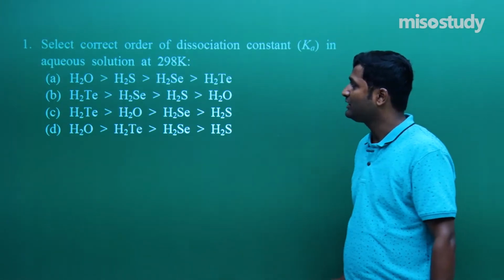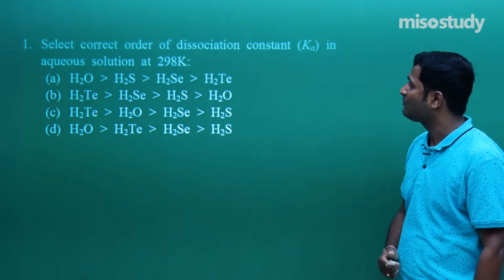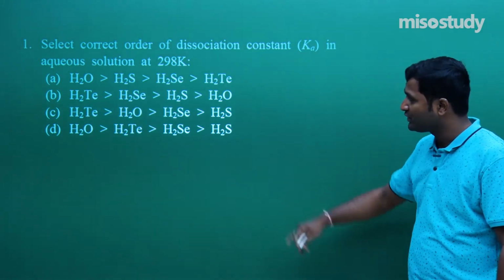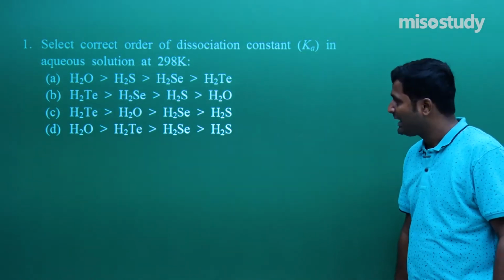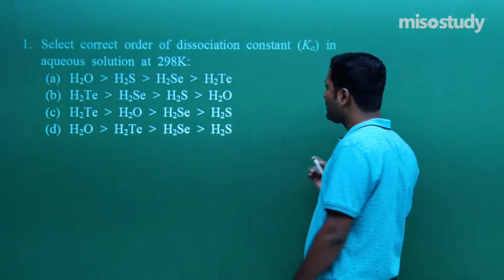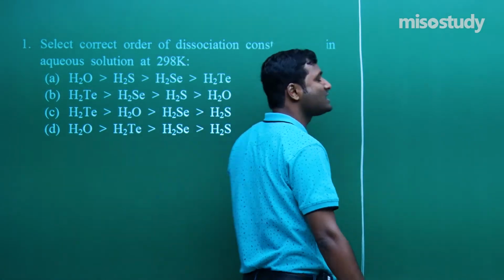Now my first question is, select the correct order of dissociation constant in aqueous solution at 298 Kelvin. Clear? Check out the options here: H2O, H2S, H2Se and H2Te. That is, we have to compare the acidic strength of the hydrides of the group 16 family.